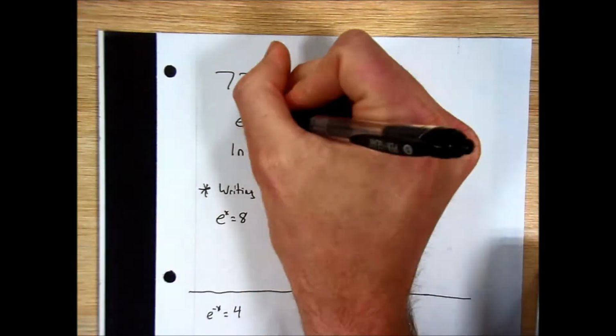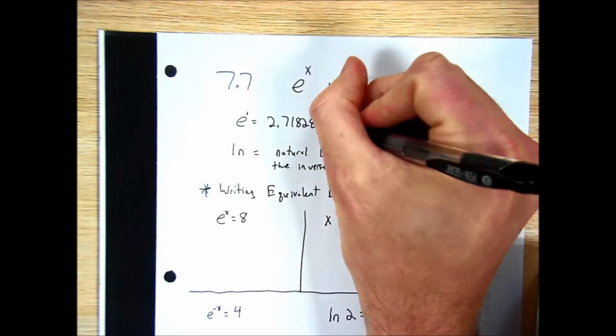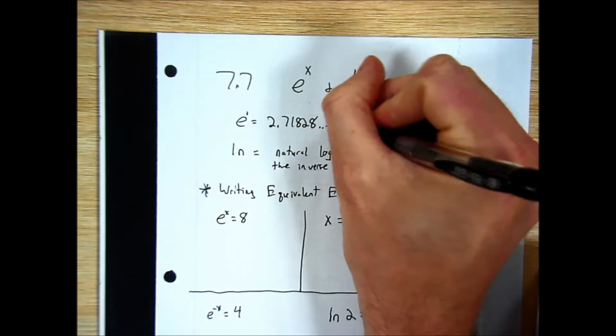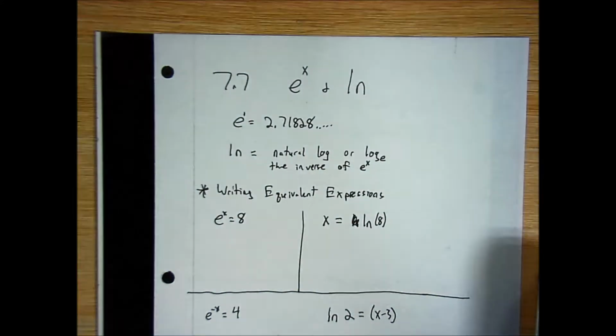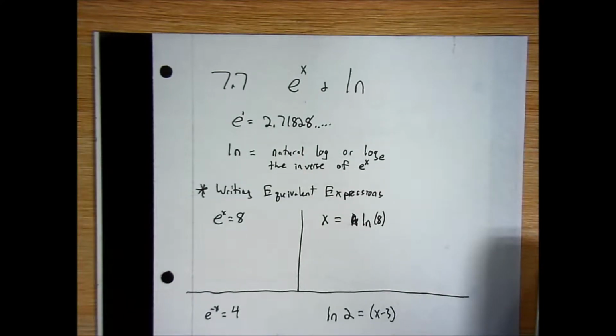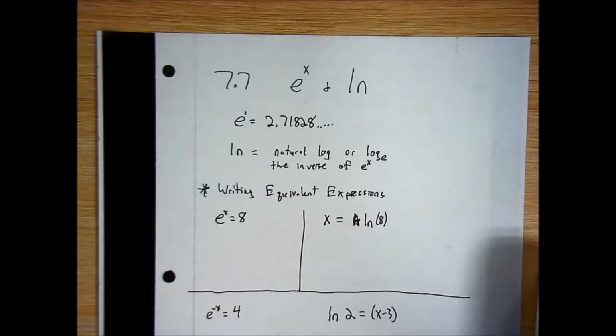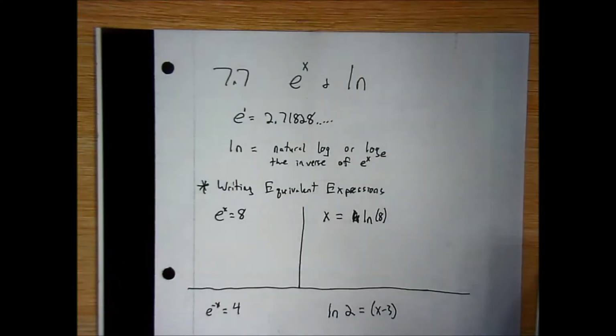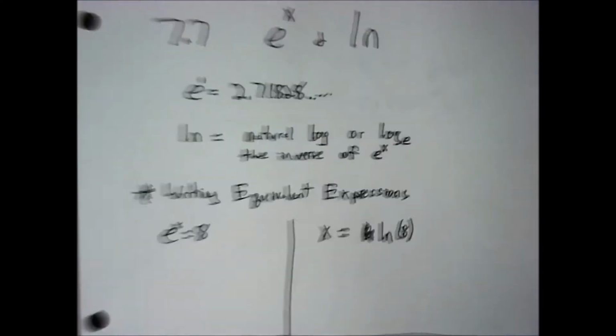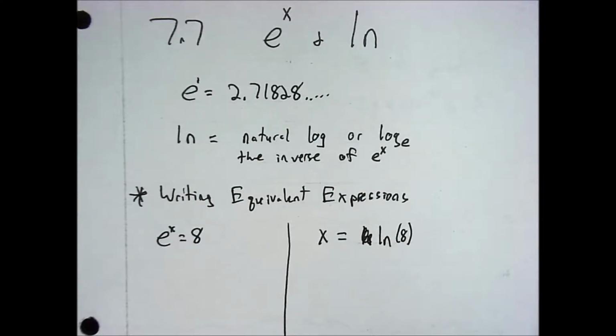So e to the first, or just e, is 2.71828 dot dot dot, it keeps going on and on and on. Okay, ln is the natural log, or what would be considered log base e. It's the inverse of e to the x.